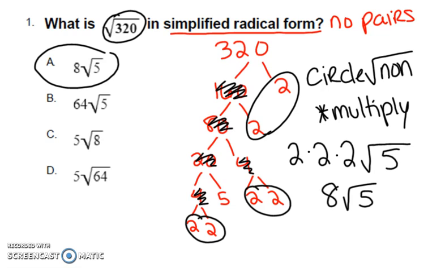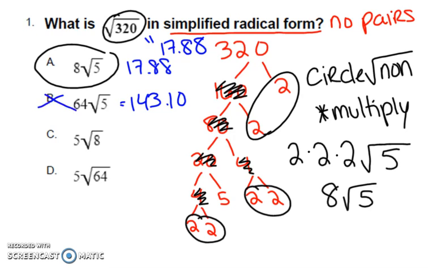Now, if you weren't sure that you broke it down correctly and you wanted to check yourself, in your calculator, if you type the square root of 320, so I would hit second x squared and 320, I would get a decimal that equals 17.88. Well, if I type all these numbers in, we need to make sure that we get the same number out. Well, if I type 8 times the square root of 5, I get 17.88. If I do 64 times the square root of 5, I get 143.10. So we know that's not right.